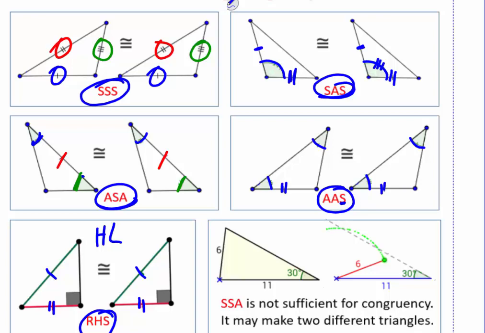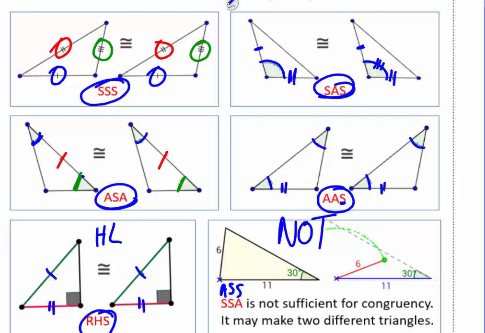Now, they actually wrote this one in the nice way. They wrote it as SSA. This one does not work. And they show the little picture here to show why it doesn't work. Again, some people actually write it as ASS and just think, okay, that's a bad word in class. We don't say that. Well, it's a bad word in math too because it does not work.